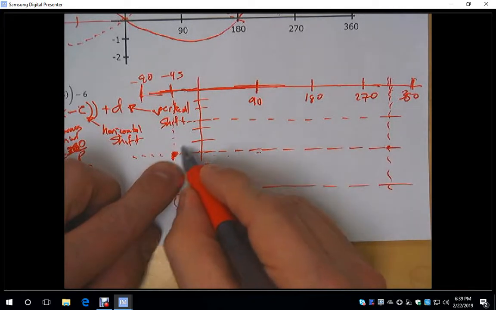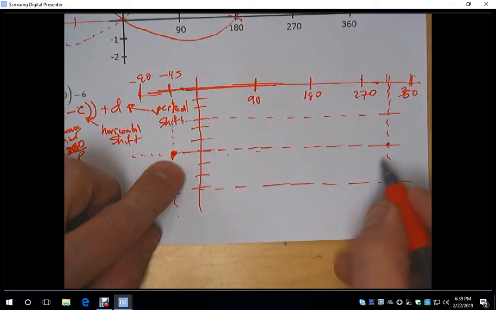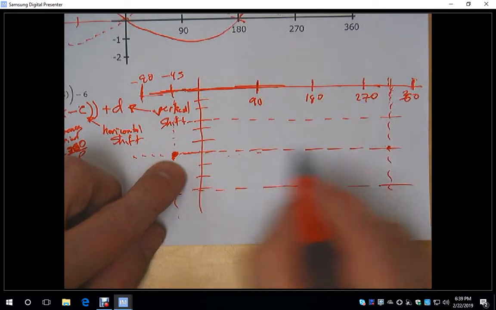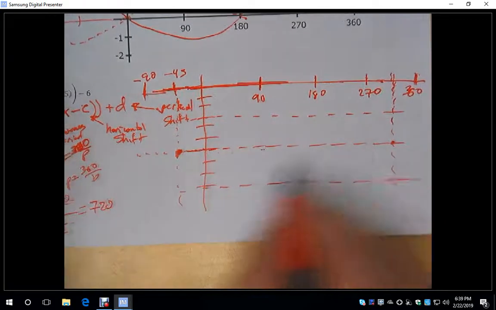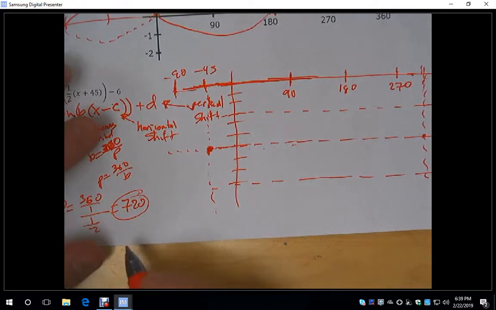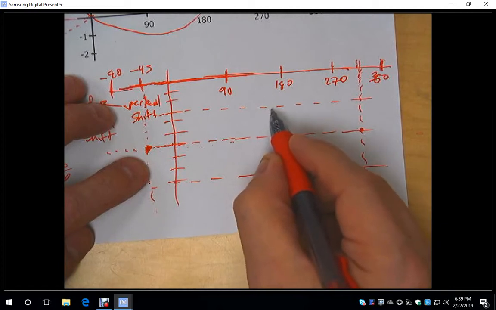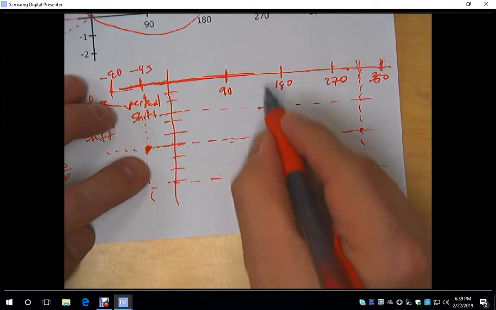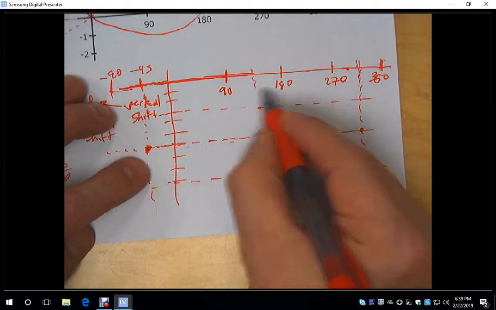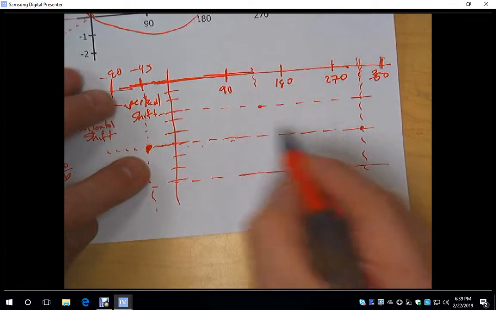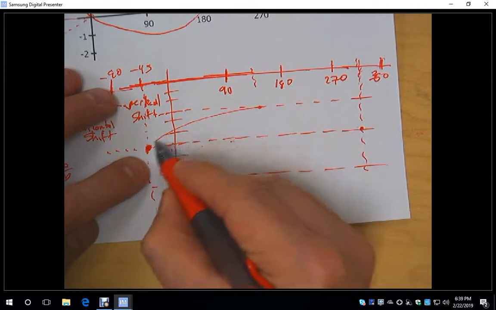Instead of going all the way up, all the way back down, and all the way back up, which would be a full period, we only have, in this 360 degrees, half of the period because our period is 720. So that means this is going to be our maximum. So 180 minus 45 would give us our maximum point. So we have something that's going to look like this.